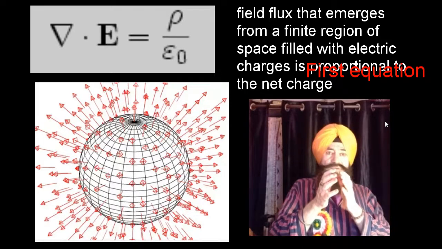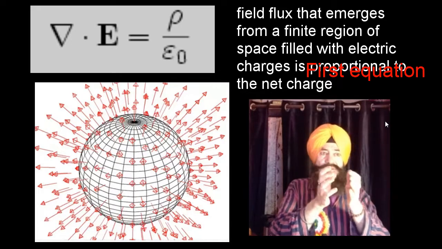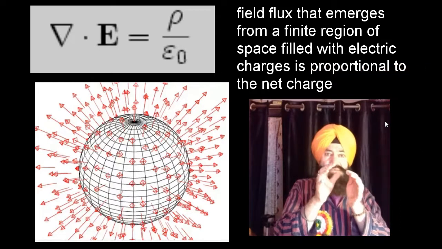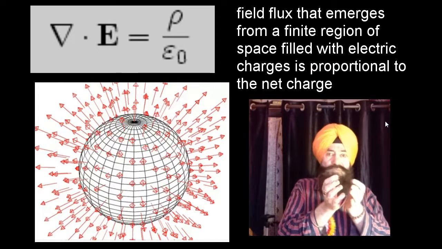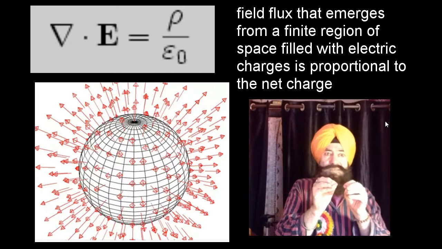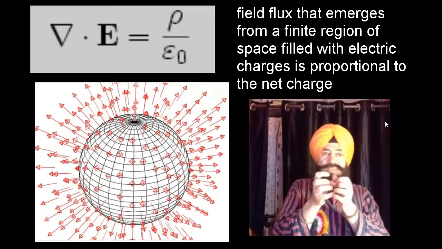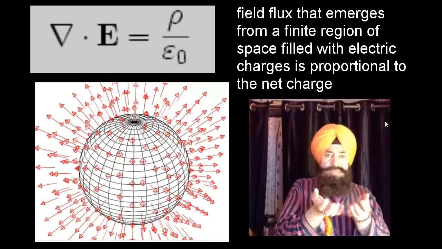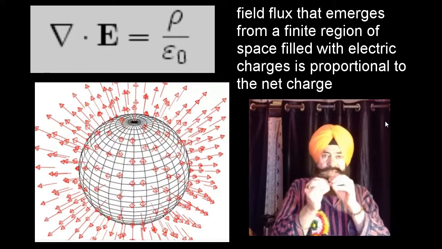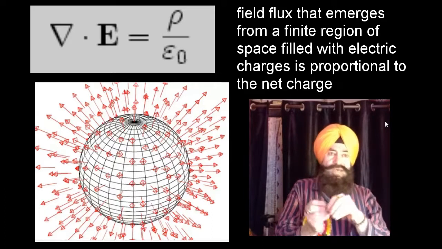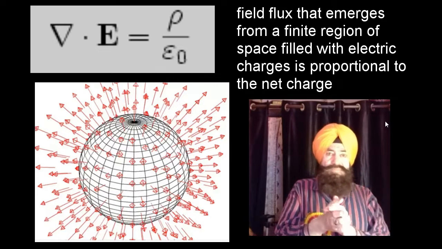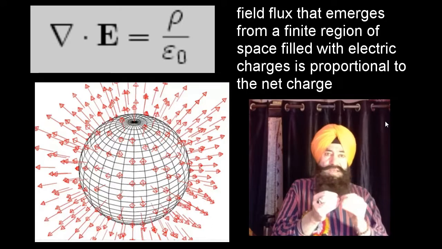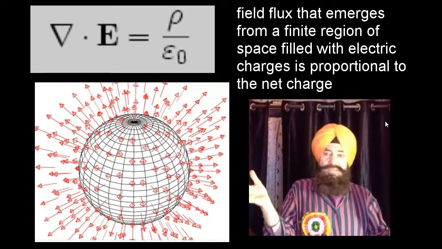So what's emerging out there is the electrical field or electrical flux. So it emerged from a finite region of space. With what? With the electrical charges. Okay. And that flux which has emerged out is proportional to the net charge in that region. Net charge means you take the algebraic sum. Some are the positive charges, some are the negative charges. You take the sum. Okay. And whatever the net charge divided by epsilon naught, that becomes the divergence of the flux.